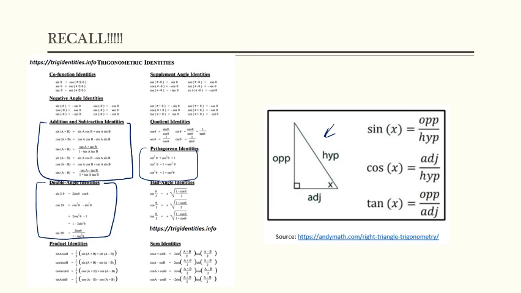Alright, so a right angle triangle. So this is the Pythagoras theorem. How to find the angle x here? Sine x is opposite over hypotenuse. Cos x is adjacent over hypotenuse. Tangent x is opposite over adjacent. So you have to remember all these things.